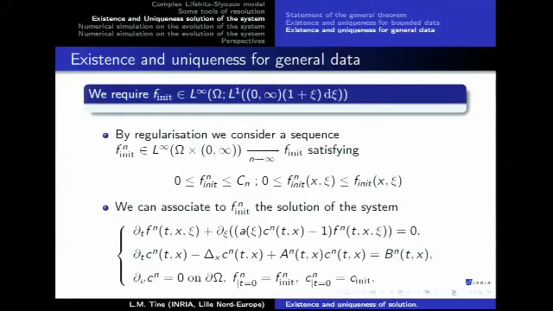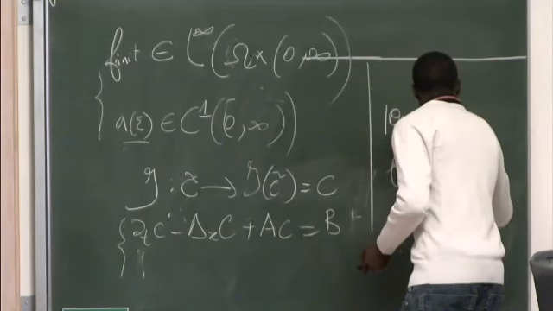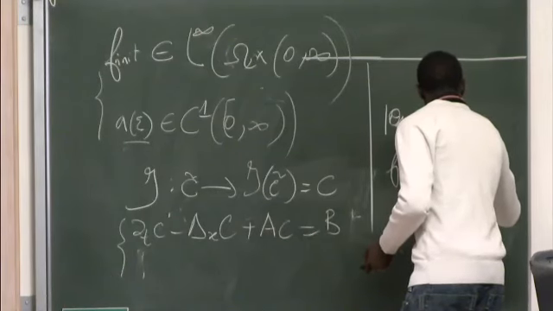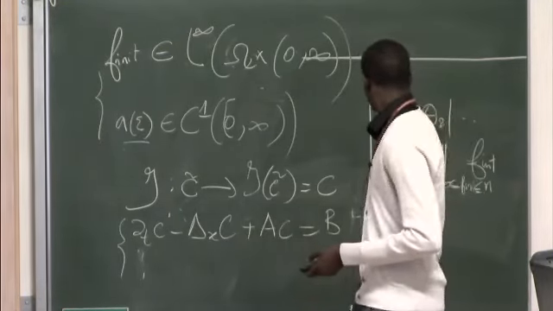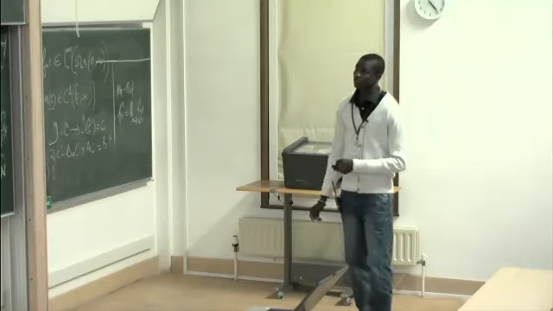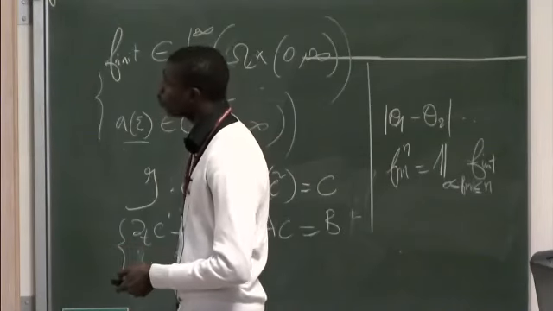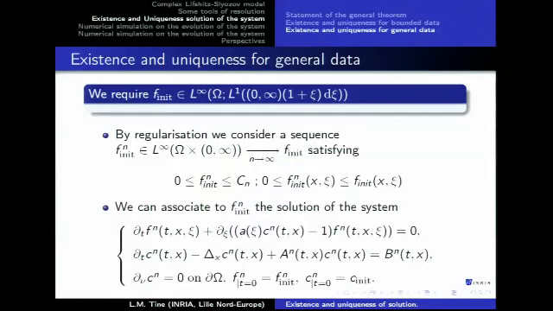Okay. As a bounded sequence is possible, we can use the fact that f init n is f init. Okay, we can choose this following example with, of course, Cn converging to infinity when n converges to infinity. We can associate to f init n, our sequence, the following system, solution of the following system.